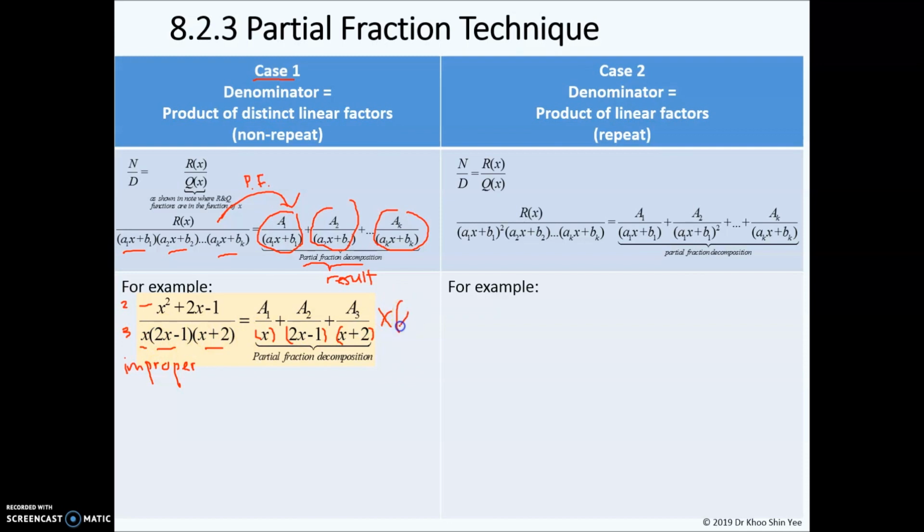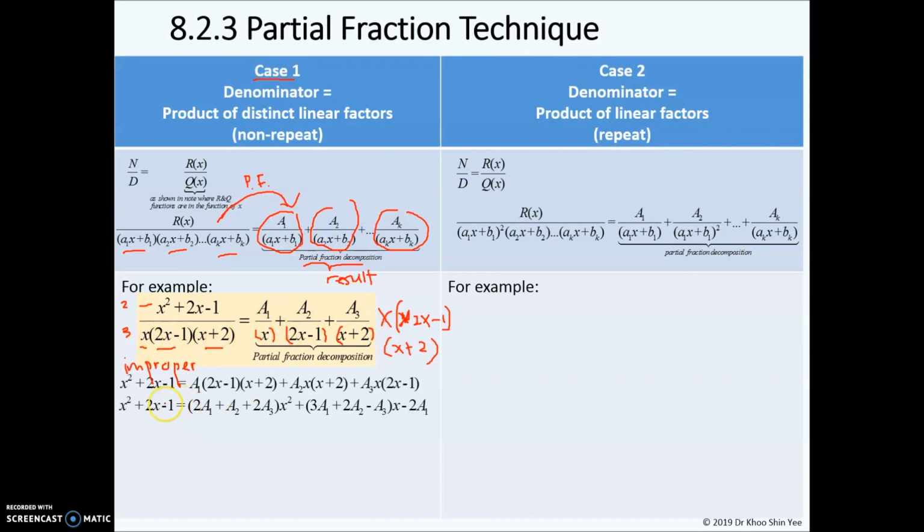So multiply with x, 2x minus 1, and then multiply with x plus 2, right? So you multiply everything with the term here, then you should be able to get this. So this term should be cancelled off. For a1, x cancels off, you only have 2x minus 1 and x plus 2. For a2, 2x minus 1 is cancelled off, you only have x and x plus 2. Lastly, for a3, x plus 2 is cancelled off, you only have these two terms.